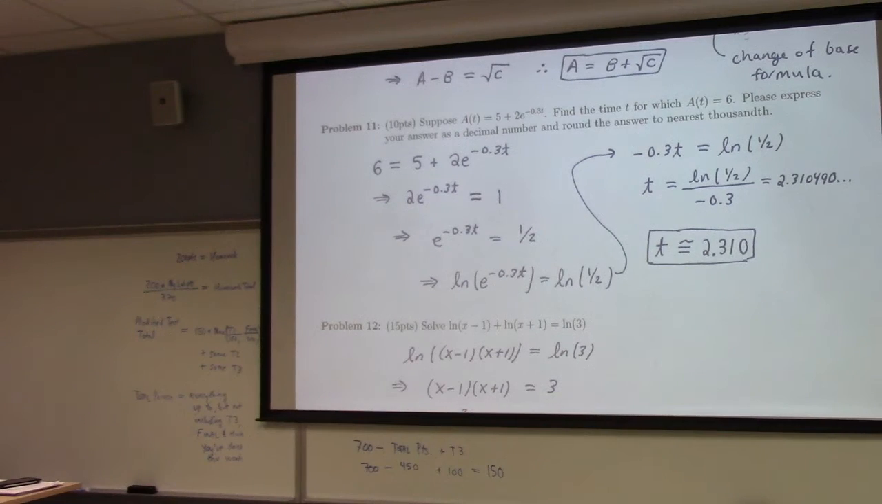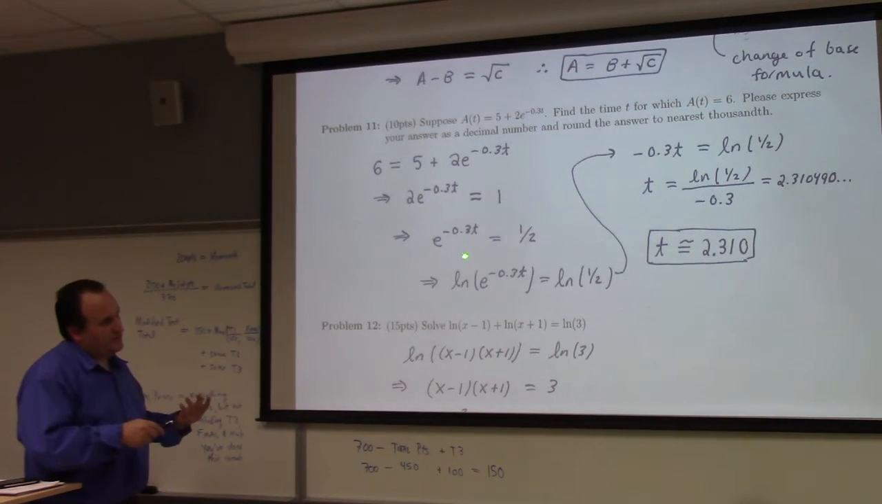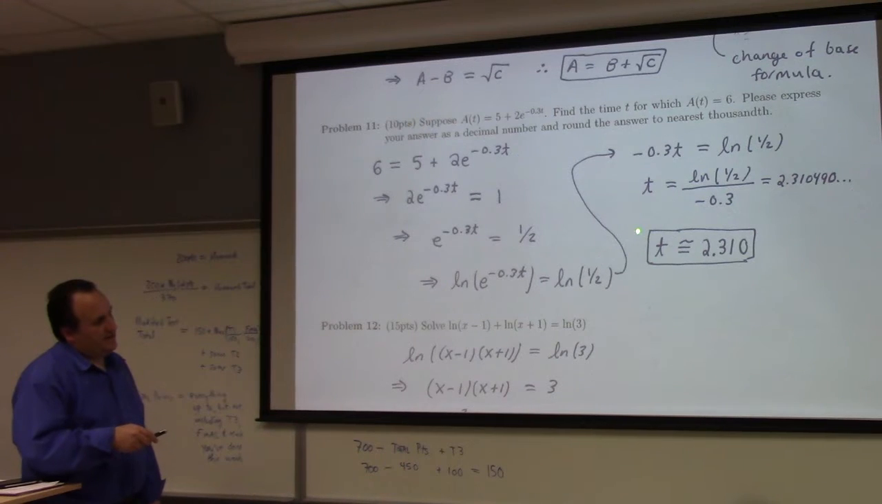I think about half the class got problem 11 right. A lot of people get to here, but then don't finish well. I'm not sure exactly what happens. Maybe it's a calculator issue. But yeah, it works out to 2.310.